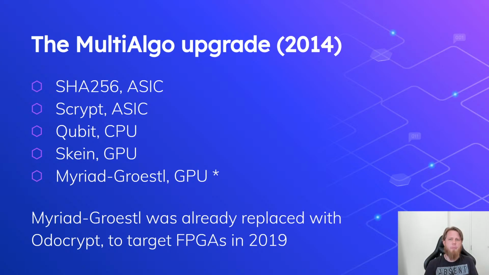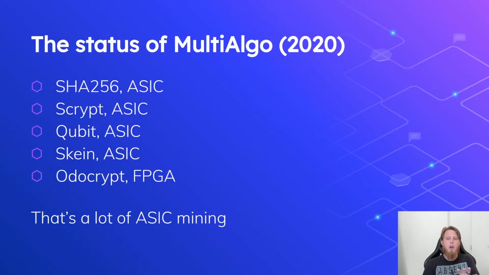They were all able to be mined on FPGAs and ASICs, and it remained this way specifically for 2 years until 2019. Myriad Groestl was then replaced with the AutoCrypt algorithm, which was an algorithm focused on being mined just on FPGAs.